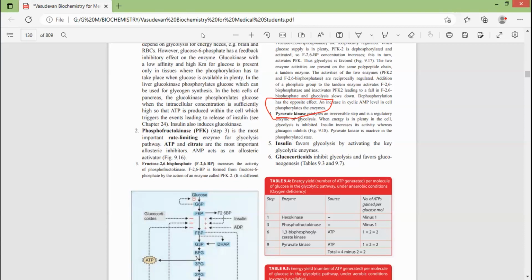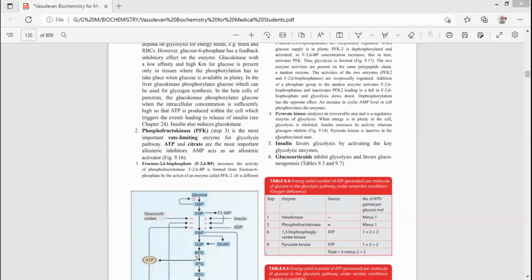Again, the rate limiting step is also, you can say, where the fate of glucose is determined, that this glucose will be going all the way towards forming pyruvate. So in short, if we want to stop glycolysis, if we want to increase glycolysis, the one place that we should target is at that rate limiting step.